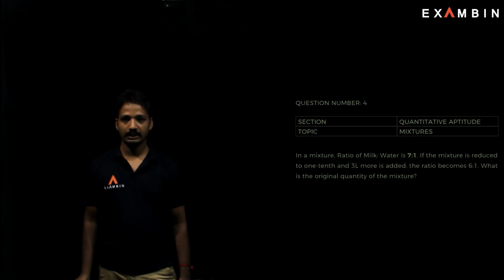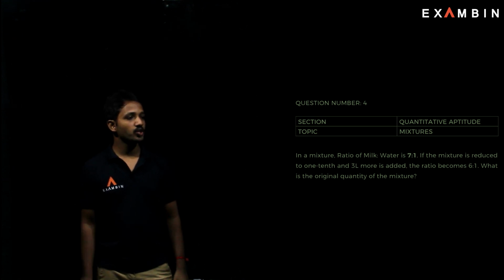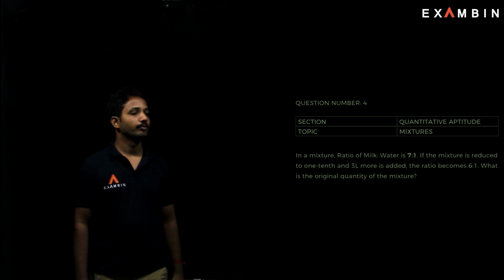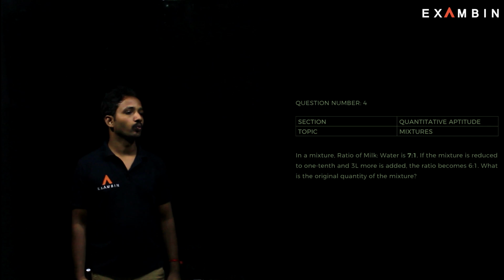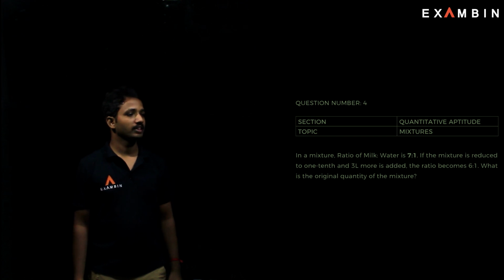Let's move on to the next question. The question is, in a mixer, ratio of milk and water is 7:1. If the mixer is reduced to 1/10 and 3 liters of milk is added, the ratio becomes 6:1. What is the original quantity of the mixer?